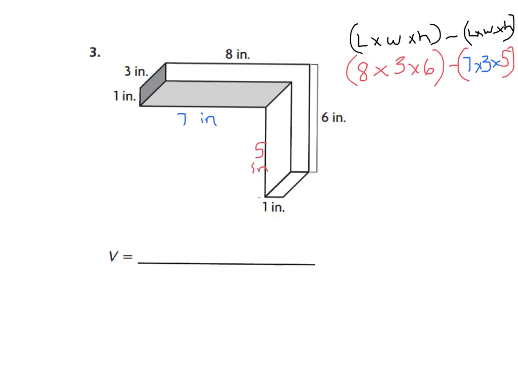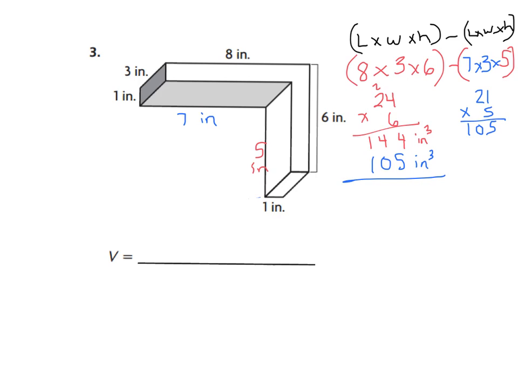So let's go ahead and solve my original rectangle. 8 times 3 times 6. Well, I know 8 times 3 is 24, and 24 times 6 is 144, and that would be cubic inches. Now we want to subtract 7 times 3 times 5. Well, I know 7 times 3 is 21, so I have 21 times 5 to find the volume of my imaginary rectangular prism. So that would be 105. We will subtract cubic inches. All right, so now we have 144 minus 105.